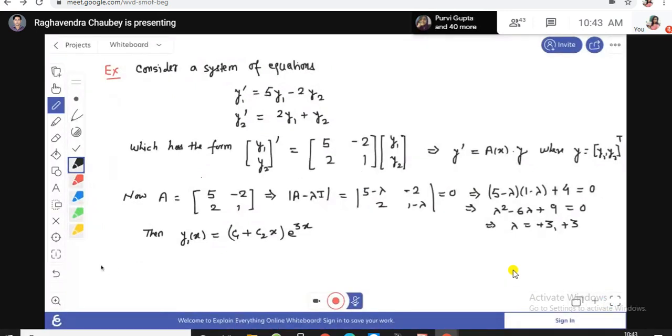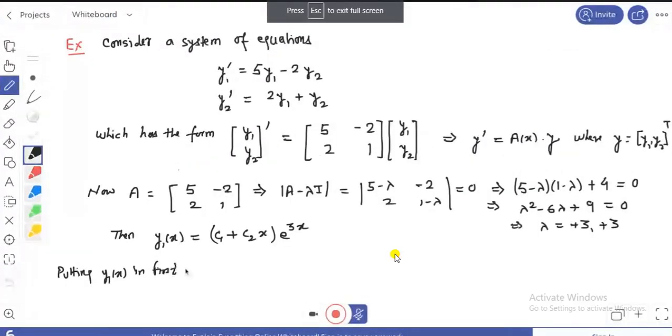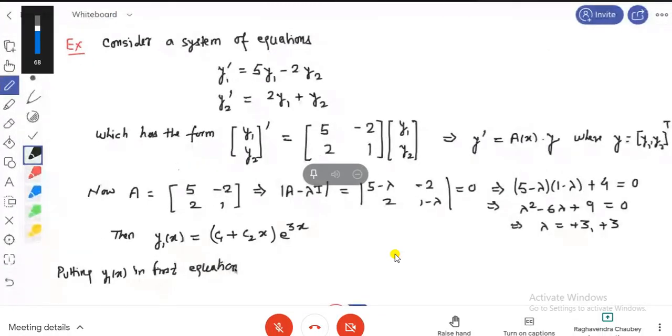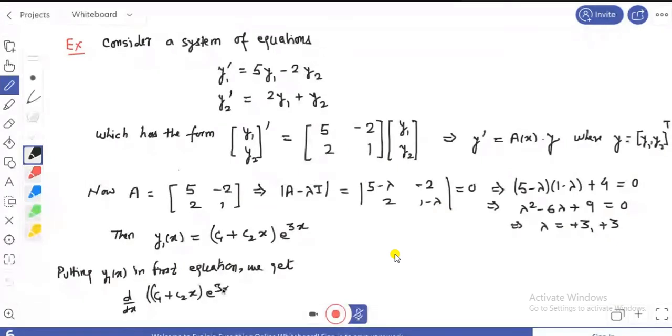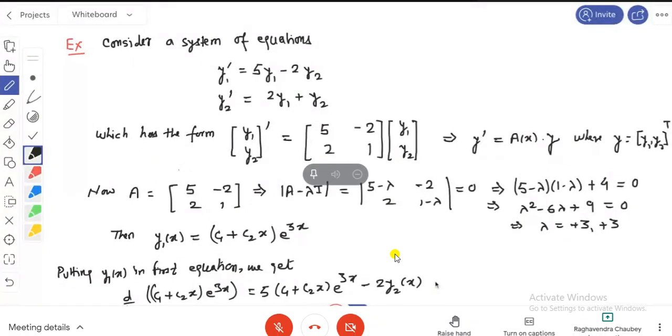So if we put y1(x) in the first equation, we get y1 prime, which means d over dx. y1 is (c1 plus c2 x) e to the power 3x, and that equals 5 of y1, so 5 times (c1 plus c2 x) e to the power 3x, minus 2 y2(x). So on solving this, you can find the value.